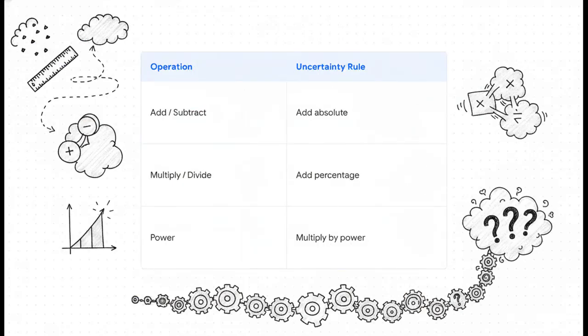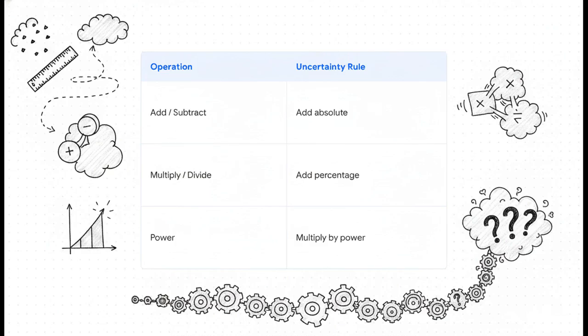So because we have these uncertainties, what actually happens when we use our messy measurements to calculate something else? Well, we have to use strict mathematical rules for combining uncertainties. Here's how it works. If you're adding or subtracting quantities, you add their absolute uncertainties. If you are multiplying or dividing, you add their percentage uncertainties. And if you raise a quantity to a power, you multiply its percentage uncertainty by that power.